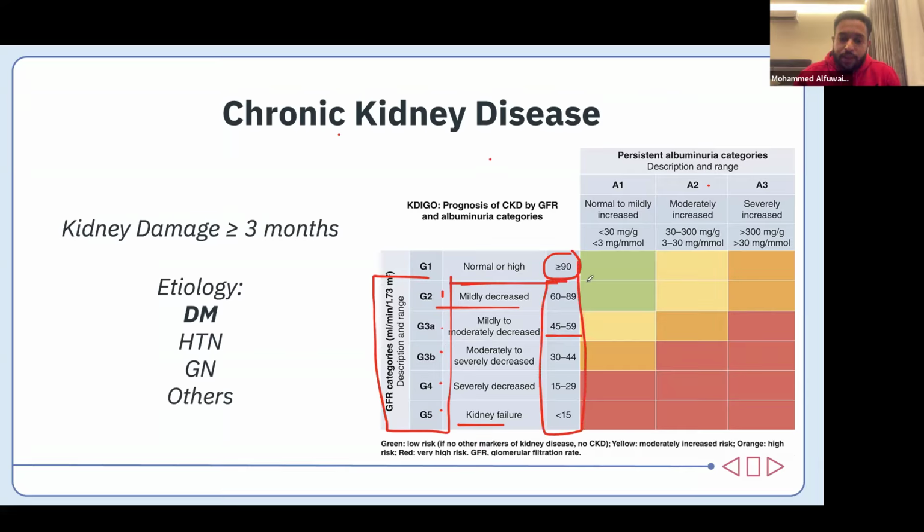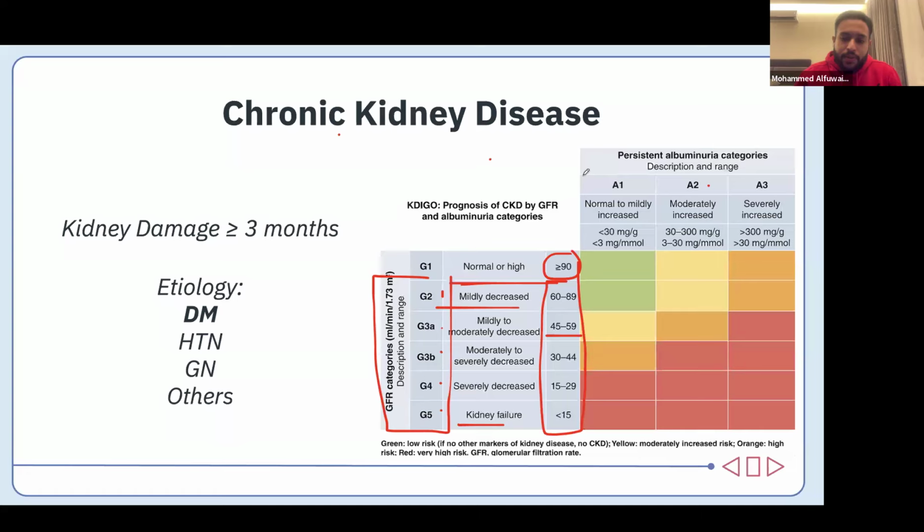If I tell you now the GFR is 35, what stage is he? 3. Just say 3. Ignore B and A and all that stuff. If their GFR is 50, it's 2. If it's 10, stage 5.